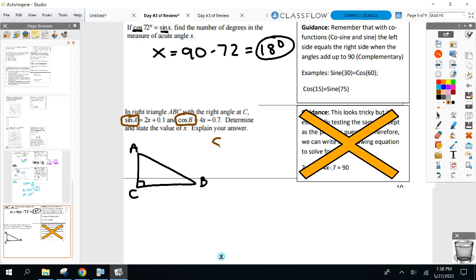Sine of A, cosine of B. What do I know about those two? Okay, here you go. Ready? Let me do this part. Sine of A, opposite BC over hypotenuse AB. Everyone agrees? Cosine B, adjacent over hypotenuse. Let me ask my question again.